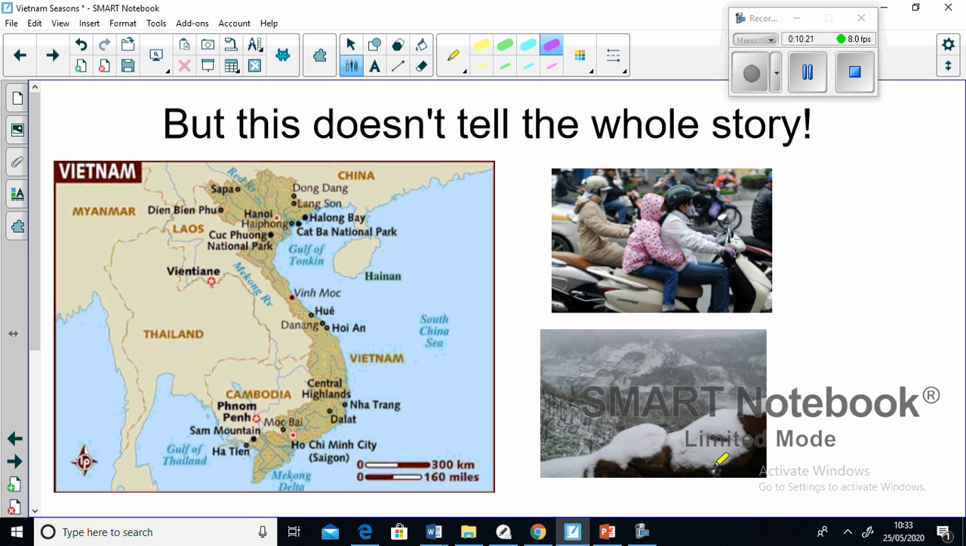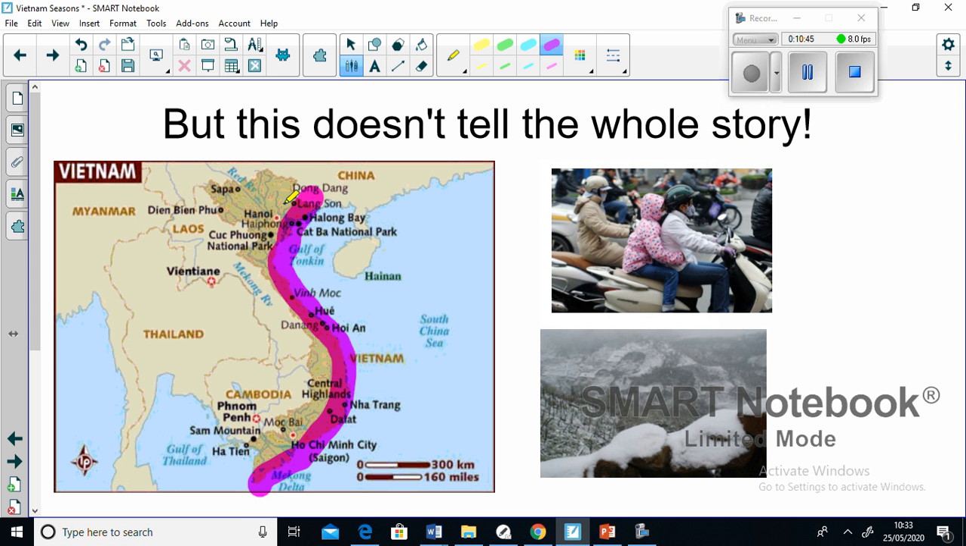If Vietnam is such a hot place, well, how on earth can these pictures be from Vietnam? Well, it's for two main reasons. The number one reason lies in just how long Vietnam is as a country. Vietnam is a very, very long country, and in general it travels from south to north. Okay? There's roughly a 1,000-mile difference between the south and the north of Vietnam.